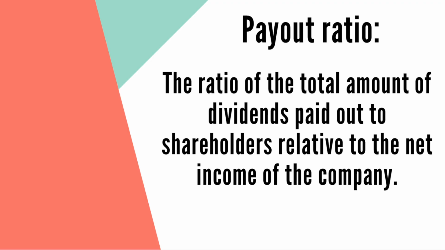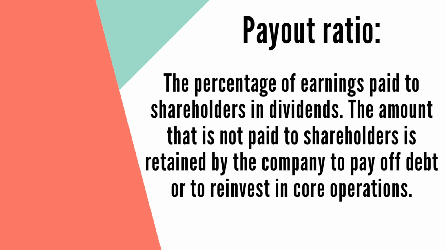Next is the payout ratio, and that is a ratio of total amount of dividends paid out to shareholders relative to the net income of the company. It is the percentage of earnings paid to shareholders in dividends. The amount that is not paid to shareholders is retained by the company to pay off debt or to reinvest in core operations.